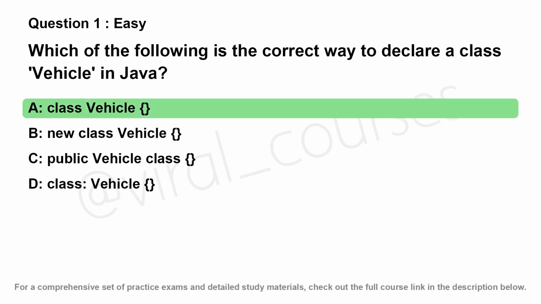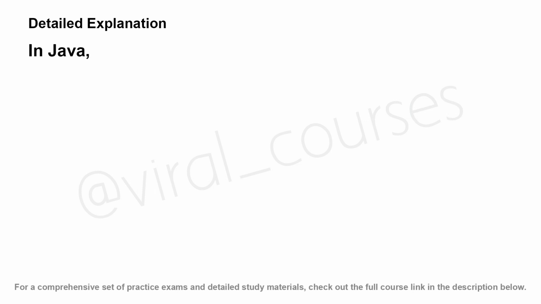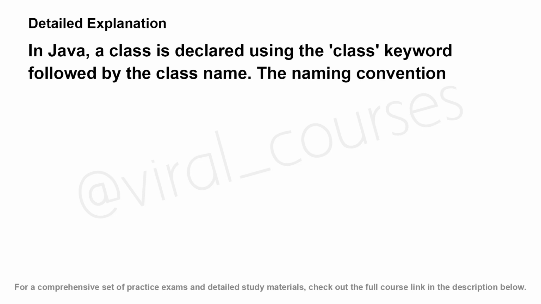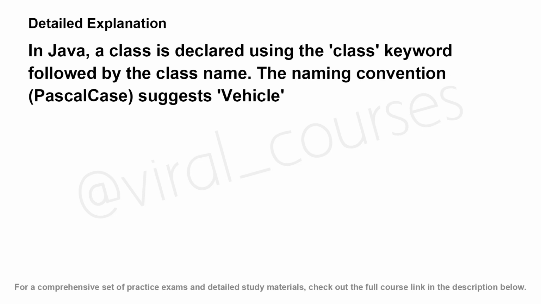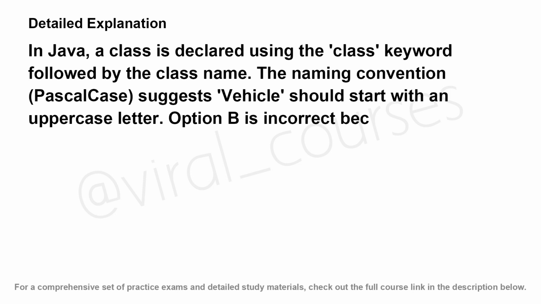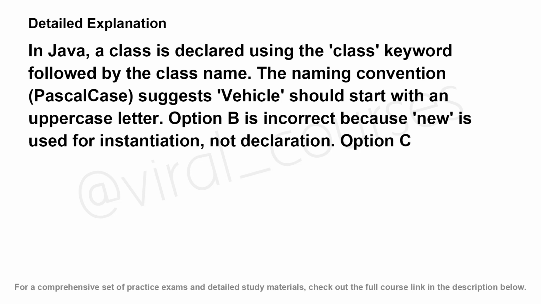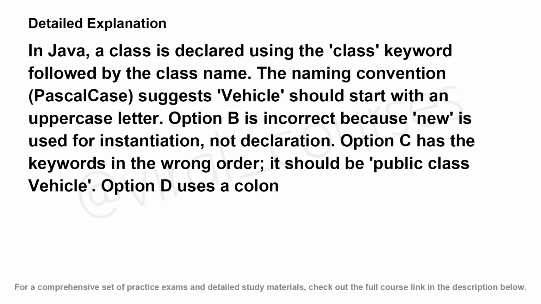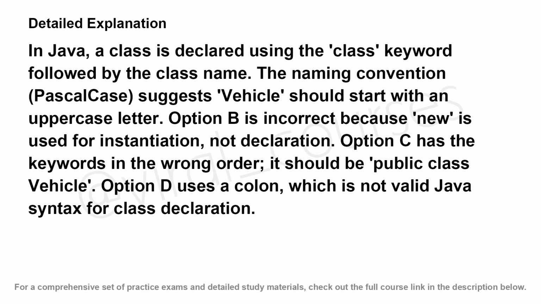The correct answer is A. In Java, a class is declared using the class keyword followed by the class name. The naming convention, Pascal case, suggests Vehicle should start with an uppercase letter. Option B is incorrect because new is used for instantiation, not declaration. Option C has the keywords in the wrong order. It should be public class Vehicle. Option D uses a colon, which is not valid Java syntax for class declaration.